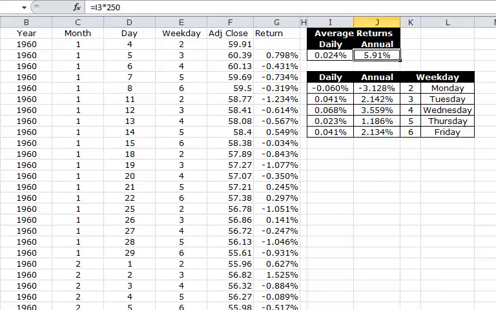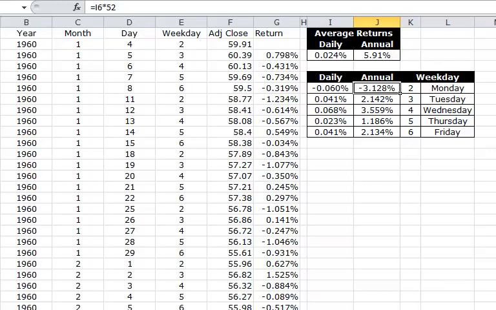Now you can remember the average daily return for our whole sample is 0.024%, and per year that translates into 5.91%. On Monday, the average return is negative 6 basis points. So if you consider there are 52 Mondays in a year, then the average annual return is minus 3.128%.